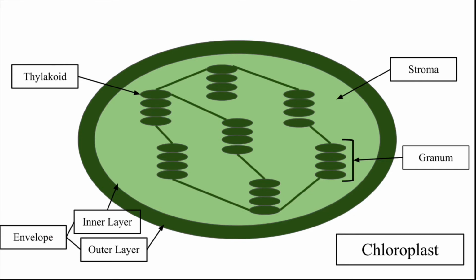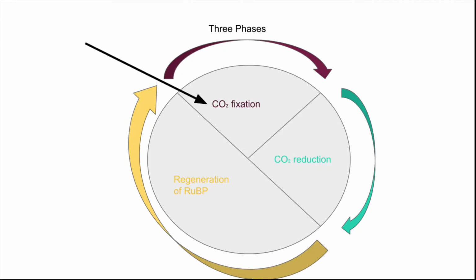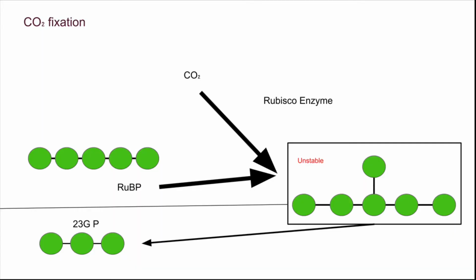Next we have the Calvin cycle. The Calvin cycle happens in the stroma of the cell. The Calvin cycle is broken into three parts. We have carbon fixation, carbon reduction, and regeneration of RUBP. In carbon fixation, we take a RUBP molecule and carbon dioxide, and it turns into a 6-carbon unstable molecule, which then breaks down into 2 3-GPs.